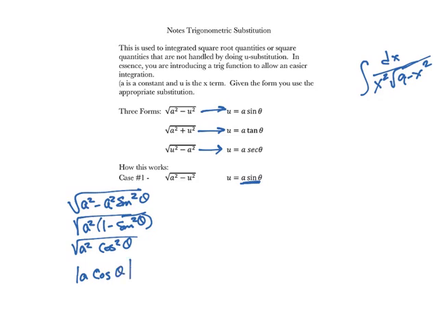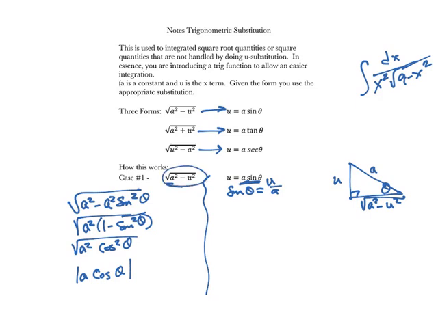Okay? Now, what does that really tell you? Well, what it's really saying is that if I make a right triangle whose sine theta is u over a, which would give me u equals a sine theta if I multiply. So if I draw a right triangle whose sine of theta, so opposite over hypotenuse, is u over a, then this third side is the square root of a squared minus u squared, which is this.